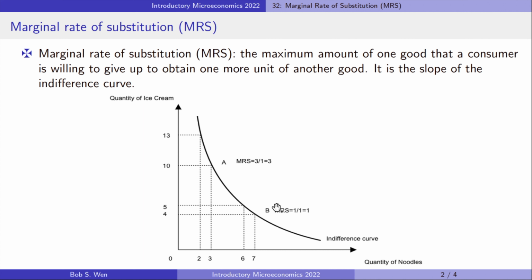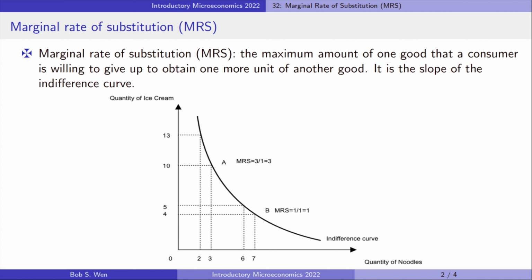Usually, the indifference curve is not a straight line. The slope changes along the indifference curve, so the marginal rate of substitution is not the same at all points on the indifference curve. Consumers are more willing to trade away goods that they have in abundance, and less willing to trade away goods of which they have little.